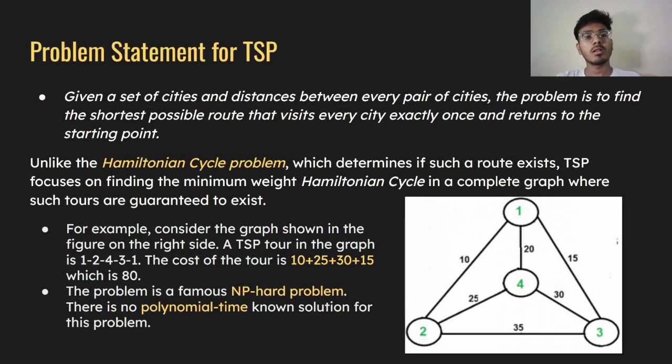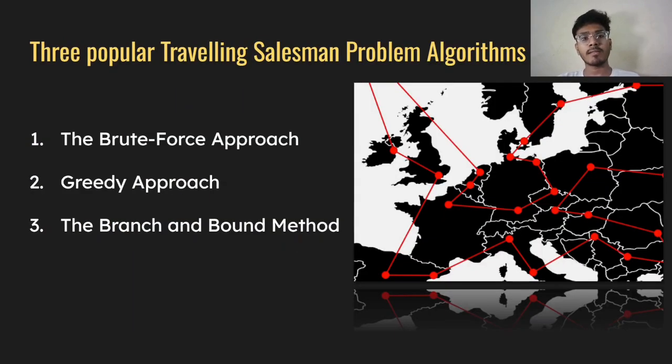Greetings everyone. Now that we know what the traveling salesman problem is, we'll be explaining the different methods to solve it. There are different approaches to solve the traveling salesman problem, but here we will be considering three approaches, that is brute force approach, greedy approach and branch and bound method. Mainly we'll be focusing on the brute force approach.